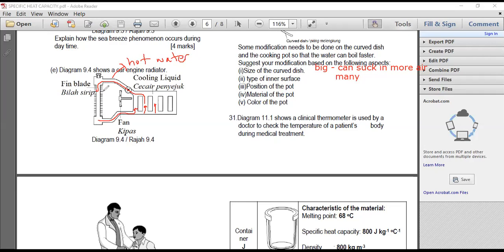So what happened? The hot water, okay, this is a fan. The fan will suck in air, so there'll be air coming in. The heat from the hot water will be transferred to the air outside. So the air cools down.